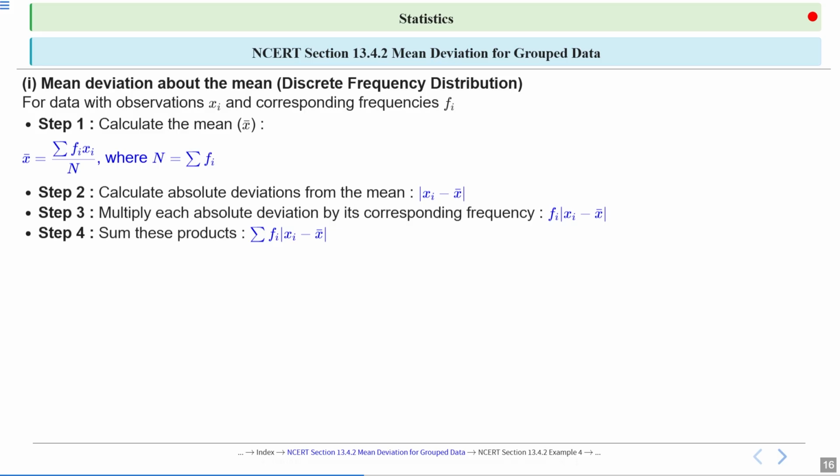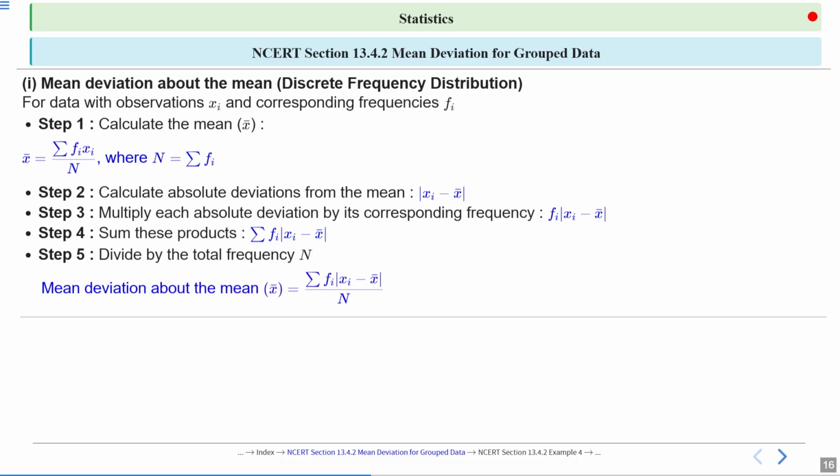Step 4 is to sum these products, that is summation fi times modulus of xi minus x bar. Step 5 is to divide the sum we just found by the total frequency. So the final formula for mean deviation about the mean is summation fi times mod of xi minus x bar upon n.